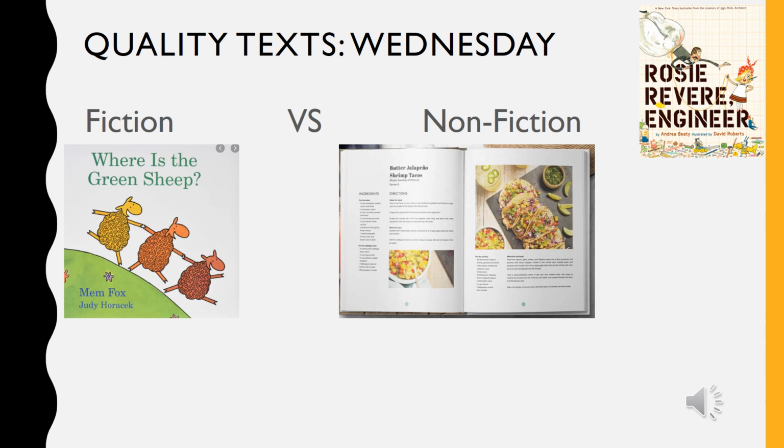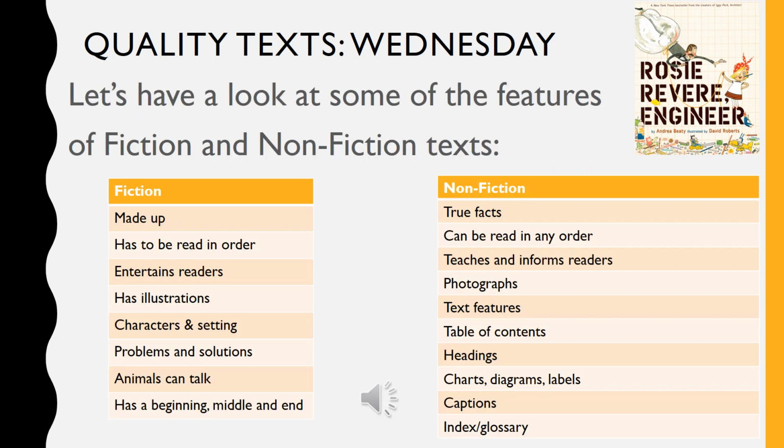In our video last week, we spoke about some of the features and differences between fiction and non-fiction text. We spoke about how a fiction text is something that is made up, and the author will generally write a fiction text for the purpose of entertaining us. We also spoke about how a non-fiction text is something that is real and informs us or gives us facts about something. I want you to have a look at some of the features of a fiction and a non-fiction text.